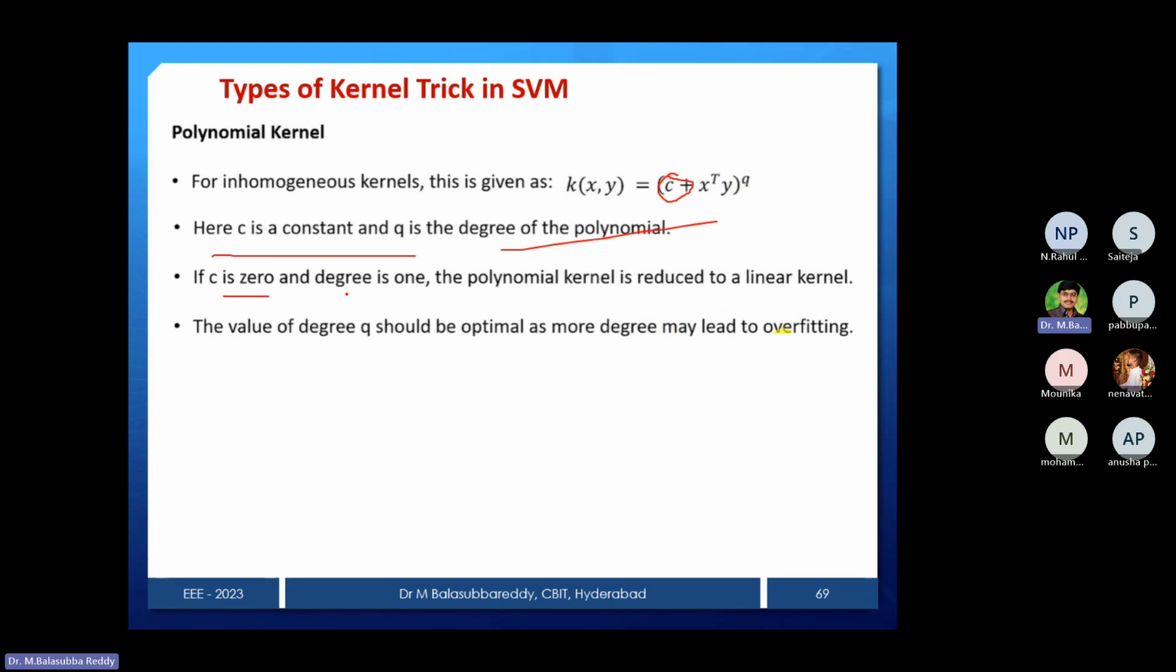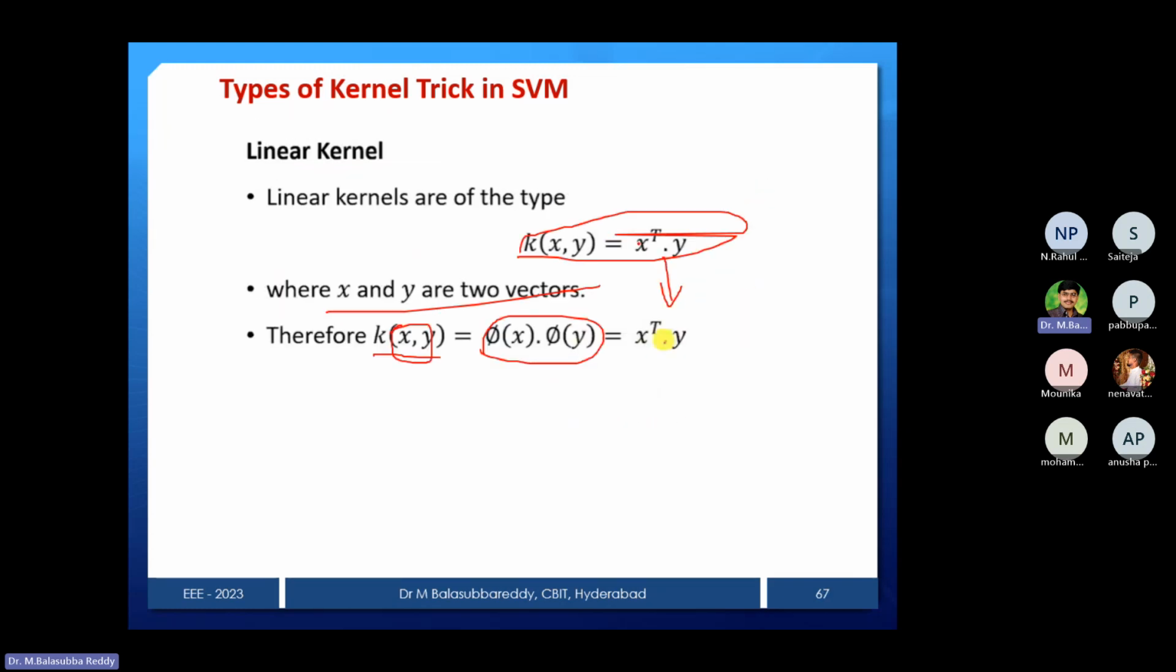If C is 0 and degree is 1, then if q is equal to 1, what will happen is a linear kernel only. What is our linear kernel as per our previous one? A transpose into B whole square is the normal kernel, the conversion through phi. But now we have the linear kernel, which is x transpose into y, the same formula.